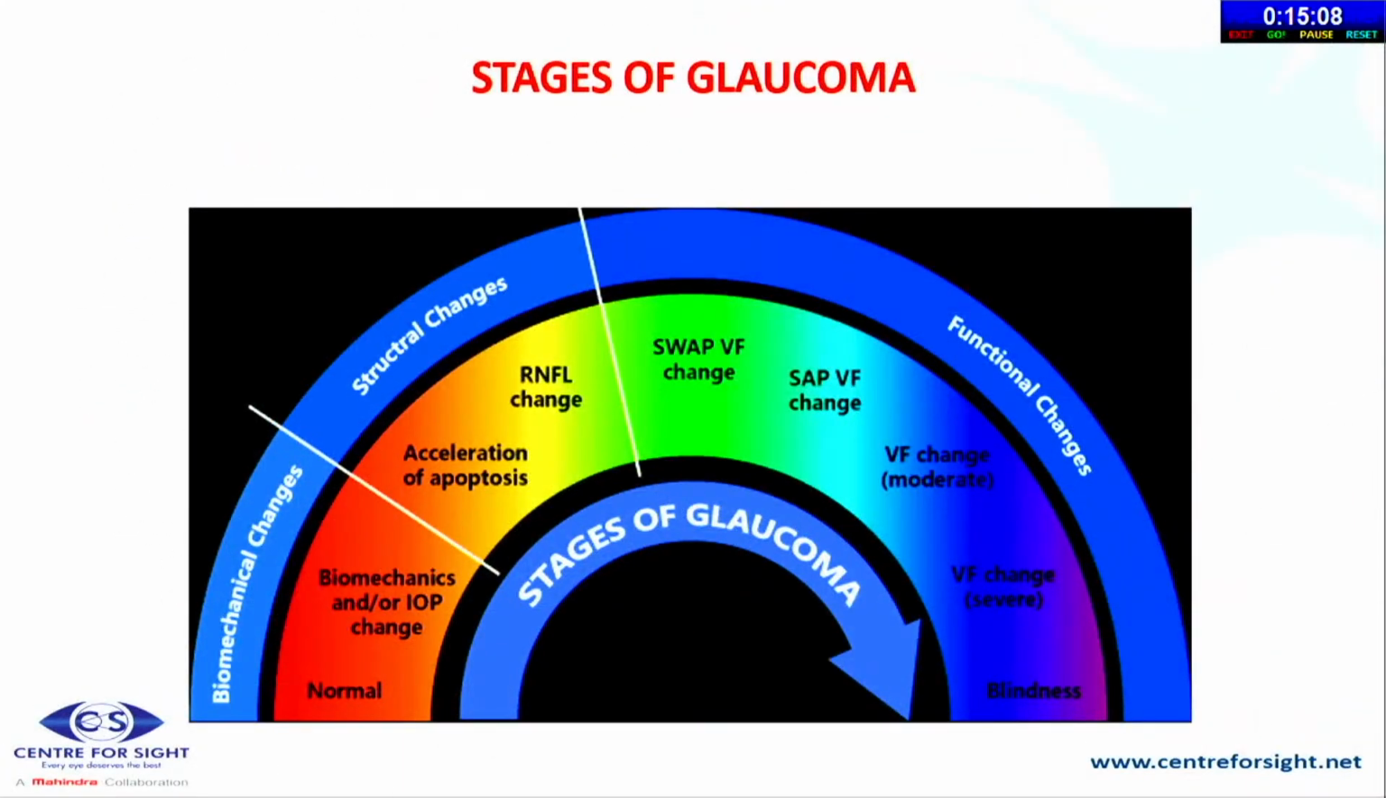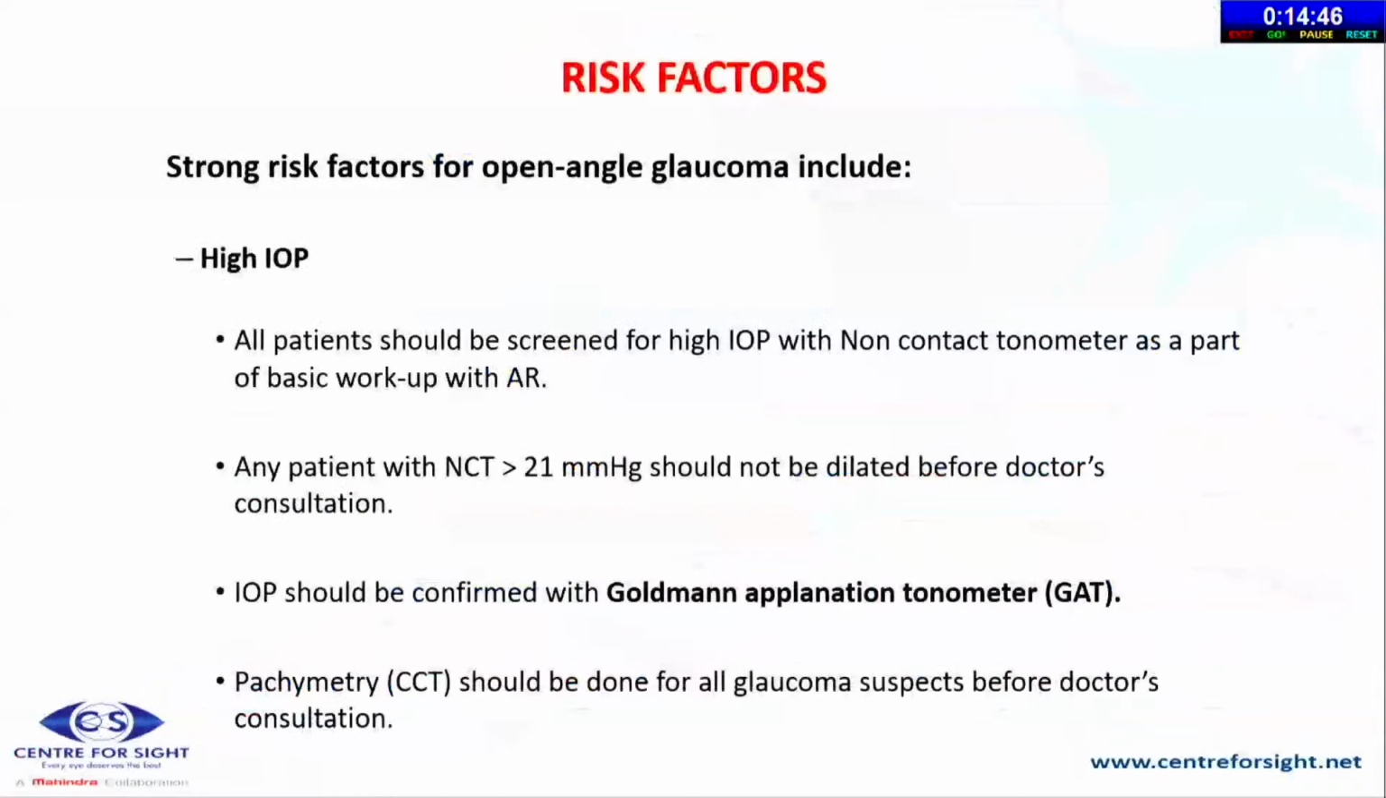The stages of glaucoma: biomechanical changes happen first, including an increase in the intraocular pressure, which would lead to structural changes like increased apoptosis and RNFL changes, which again would translate to visual field damage. Pre-perimetric, mild, moderate, severe perimetric damage, and then complete blindness.